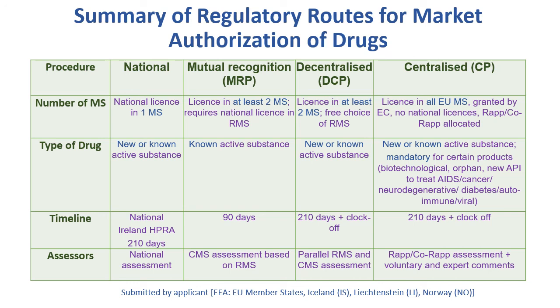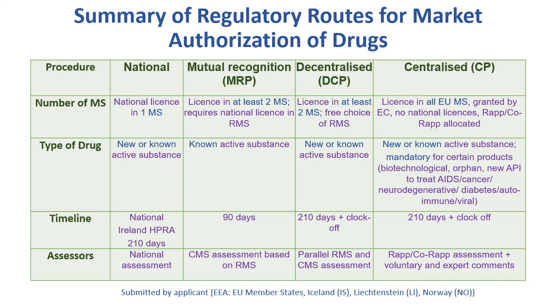Then you have the timeline that you need to keep in mind when going for different procedures. When you're going for a national procedure, like in Ireland, the HPRA, you have to wait 210 days to get your marketing authorization. In the case of mutual recognition, it's only 90 days. But in the decentralized procedure and the centralized procedure, there is a clock stop as well, which is not considered in between your processing times.